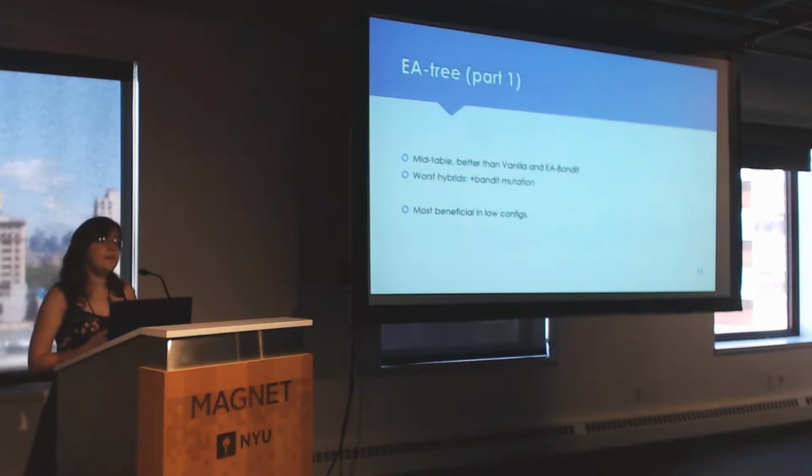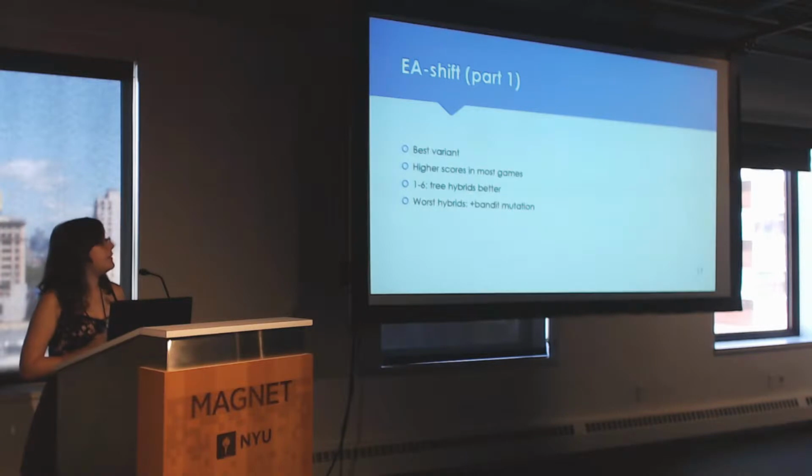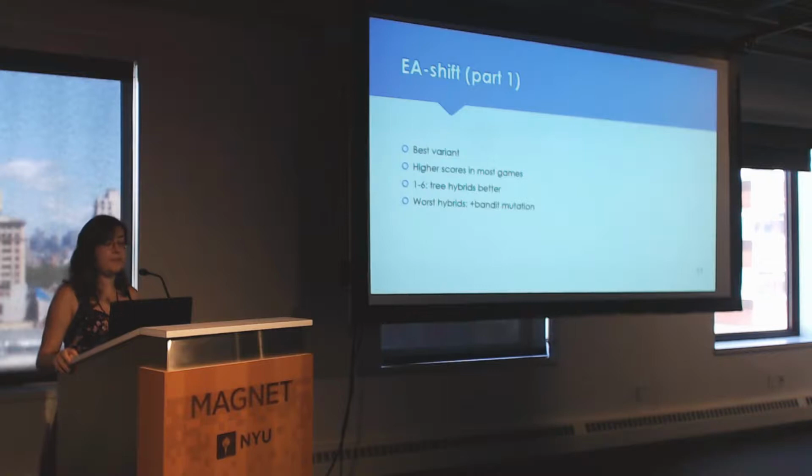Then the EA tree turned out to be the best in the lower configurations. And that is mostly because with more time to do more generations with the lower configurations, then we would get more information to add to our tree, and the information would become more accurate about what's actually good in the game. So that does make sense. And our EA shift turned out to be the best variant, with achieving higher scores in most of the games, significantly higher. And its worst hybrids were with the bandit mutation.